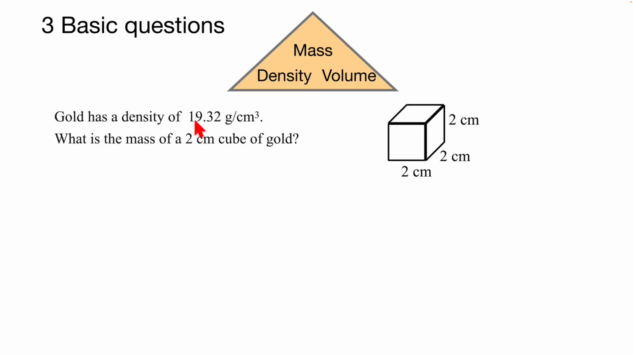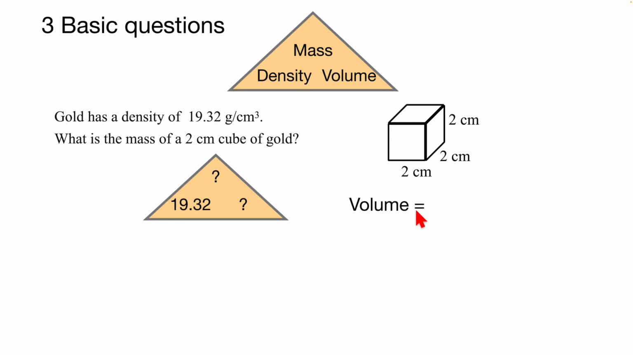Gold has a density of 19.32 grams per cubic centimetre. That's heavy. What is the mass of a 2 cm cube of gold? And here is our 2 cm cube of gold. Right, well, let's have a look at our magic triangle. We know the density. We don't know the mass. That's what we're trying to find out. We don't know the volume really, but we know it's this shape. So what is the volume of this shape? Well, it's a cuboid, so it's height times width times length. Volume is 2 times 2 times 2 equals 8 cm cubed.